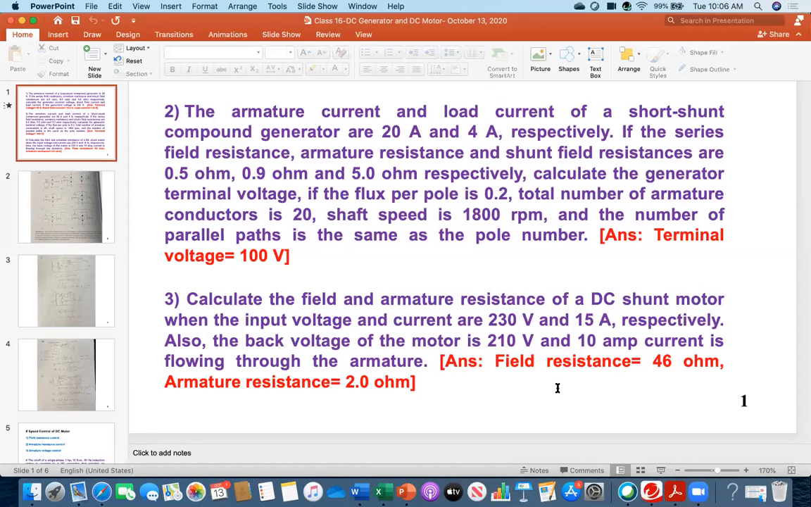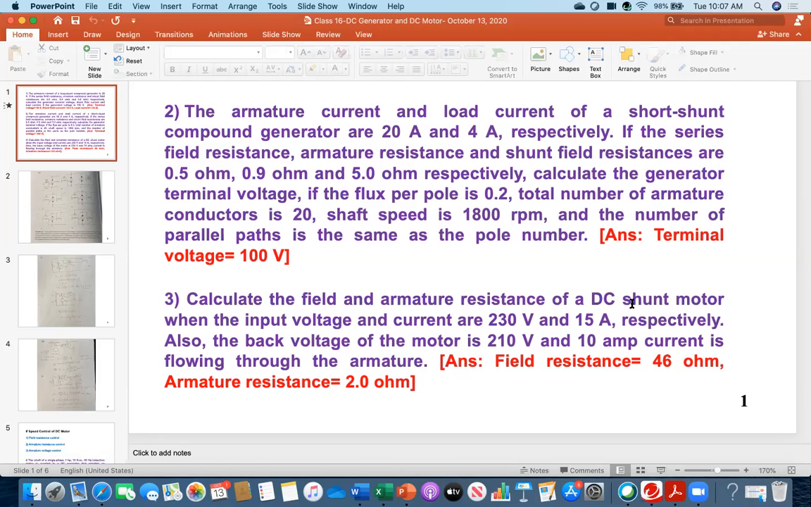And then I have written down the answer. Field resistance should be 46 ohm and armature resistance should be 2 ohm. So this is the simple DC shunt motor. It is not long shunt or short shunt, simple DC shunt motor. Input voltage and current values are given. Back voltage is given. Armature current is also given. Then find out the field resistance and armature resistance.